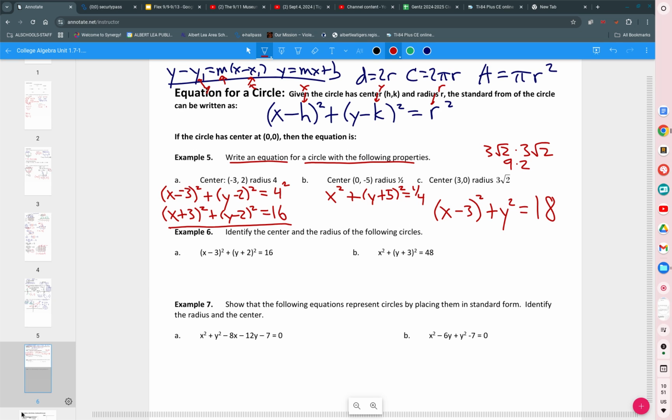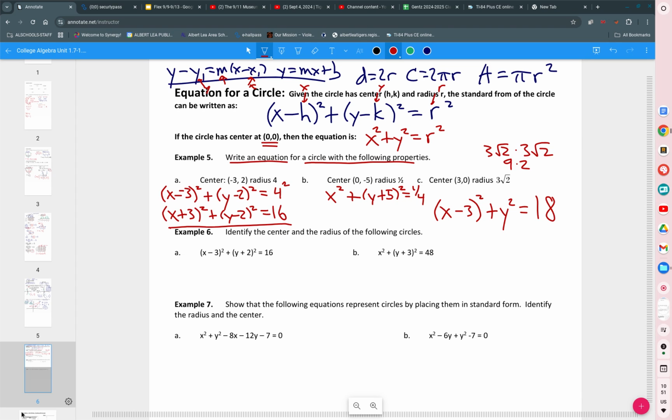Keep it going. So, our last piece before we try these couple problems. If a circle has a center of (0, 0), notice how it's 0 here and 0 there, the equation is x squared plus y squared is r squared.